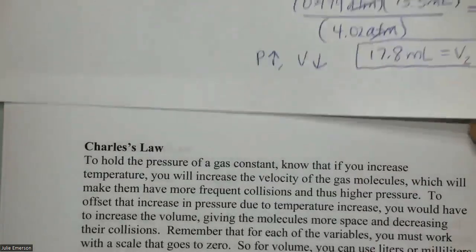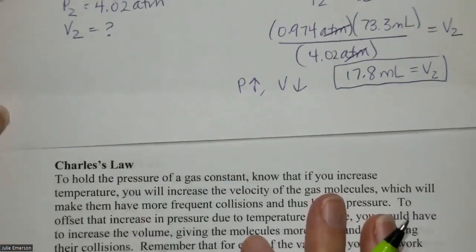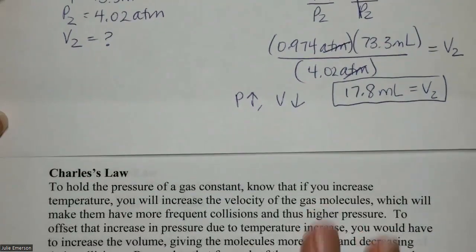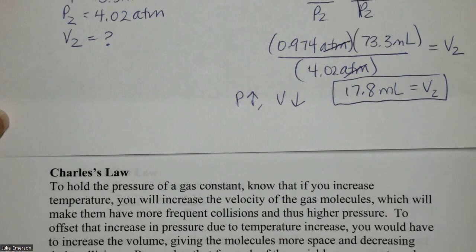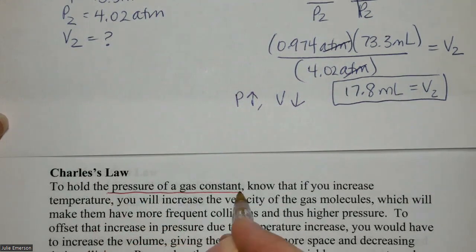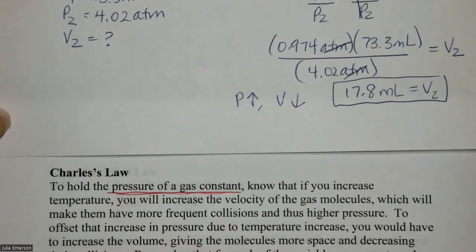So Charles' law. Charles, again, don't need to know Charles, but he was another scientist, except he looked at volume and temperature. And now in this case, pressure will be constant. So instead of temperature, pressure is not going to change here. We're going to keep pressure the same, which means we're going to keep collisions the same.